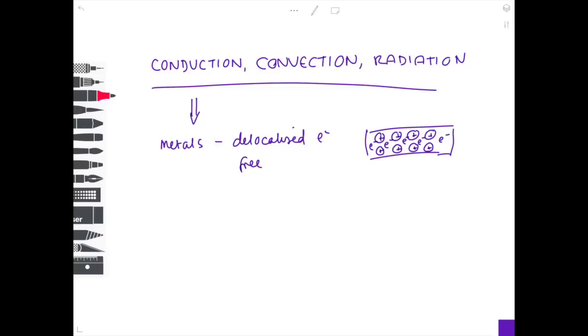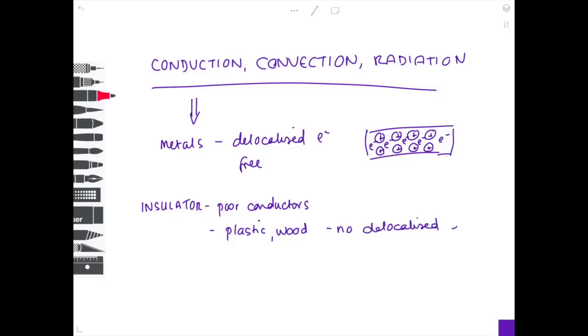Now, the opposite of a good conductor is an insulator. And these are clearly going to be poor conductors. So to point out things which are poor conductors, first of all, plastic and wood. Why? Because they have no delocalized electrons, and that is the key point here. Air is also a poor conductor.